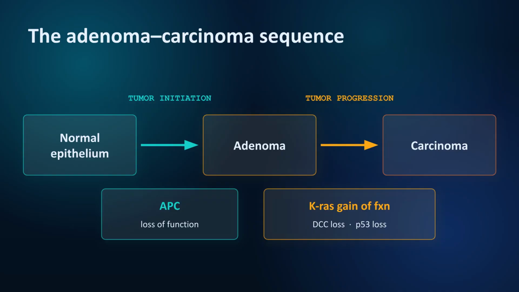Then comes tumor progression along the second arrow. K-ras gains function. DCC is lost, and P53 is lost. With those hits accumulated, the adenoma becomes a carcinoma. So the model is one initiation event, followed by a series of progression events. Each arrow takes years, and that is the window screening lives in.